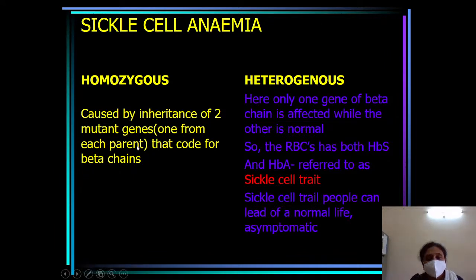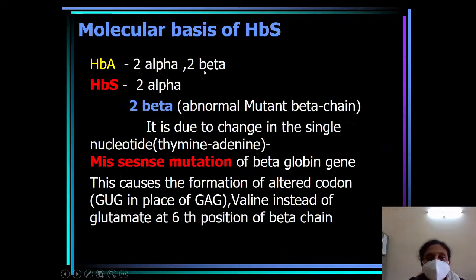But in homozygous, both the genes are affected. Now here, the molecular basis of hemoglobin S. How has hemoglobin S been formed? Normal hemoglobin, we know, is composed of 2 alpha and 2 beta chains. But in hemoglobin S, the 2 alpha chains are normal, but there is mutation in the 2 beta chains. Normal adult hemoglobin has 2 alpha, 2 beta, but abnormal hemoglobin S has 2 alpha with mutation in the 2 beta chains.